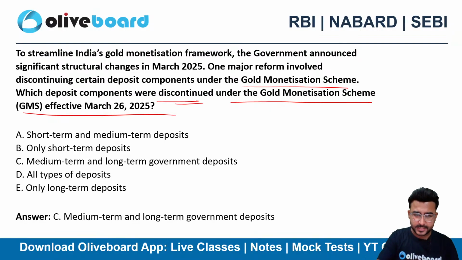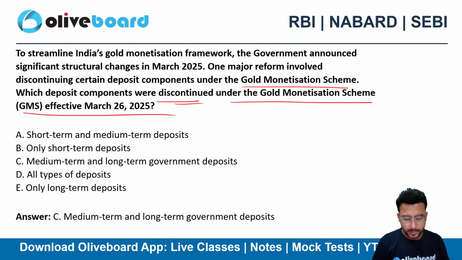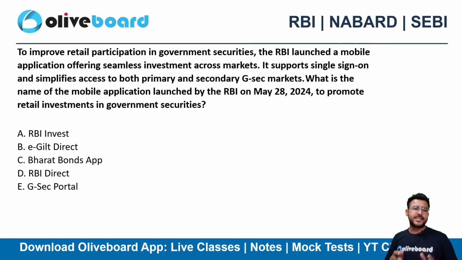The correct choice here is medium term and long term government deposits. Okay, medium term and long term government deposits, that's the correct choice. Option C, very good.